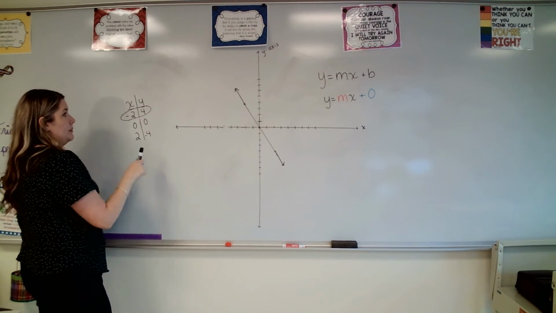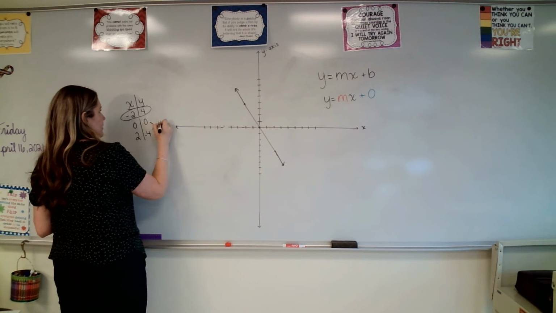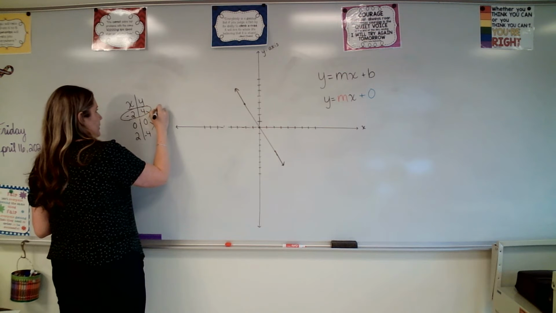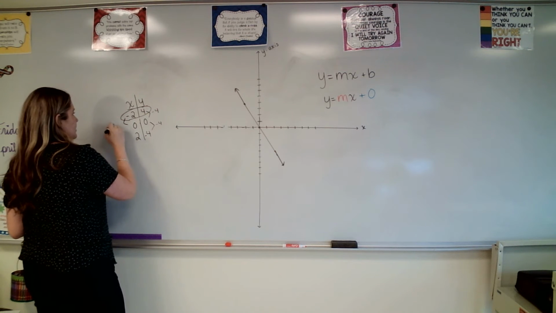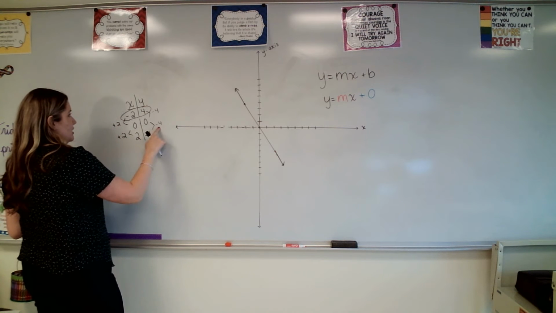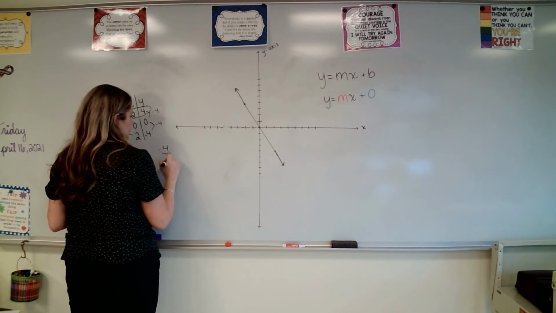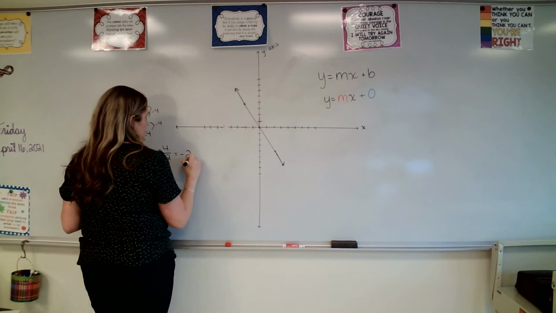I can use my table. Here I'm going down 4, down 4. Here I'm going up 2, up 2. So my change in y over my change in x, -4 over 2 equals -2.